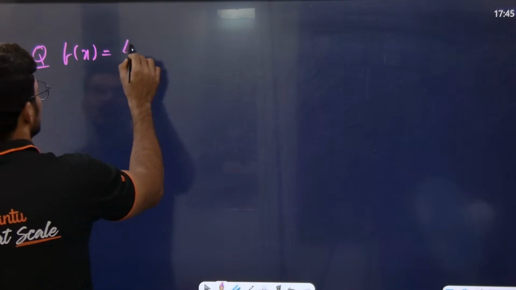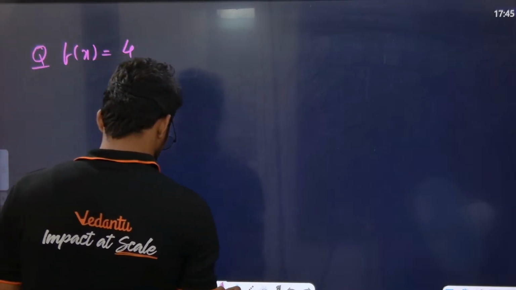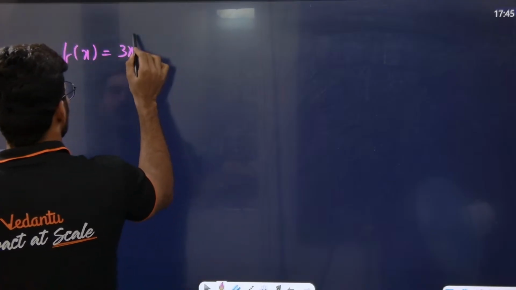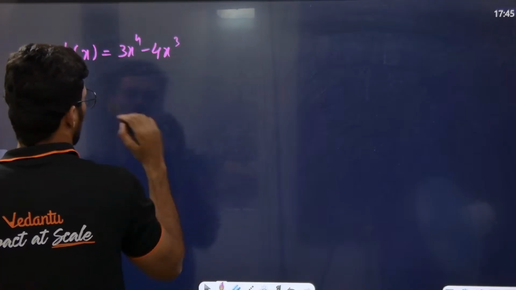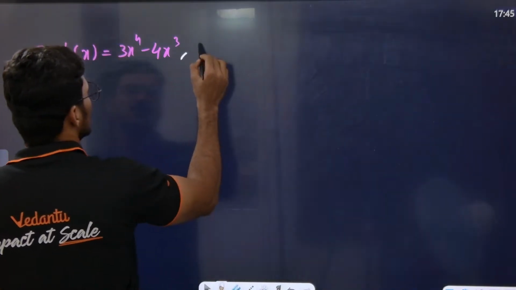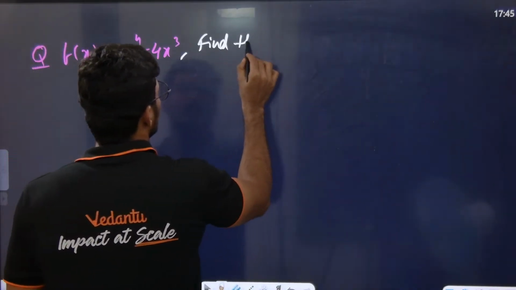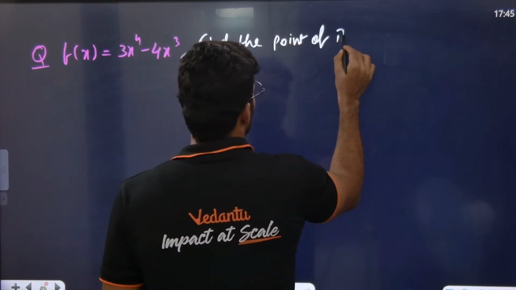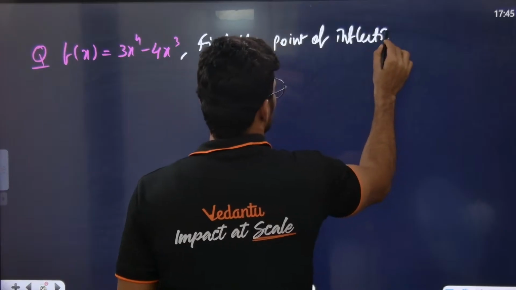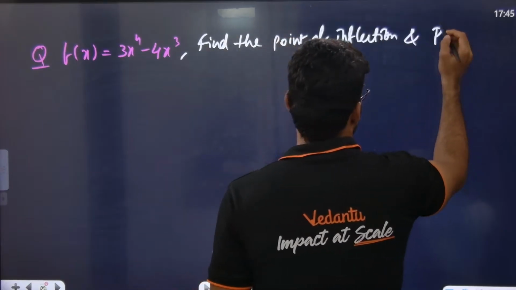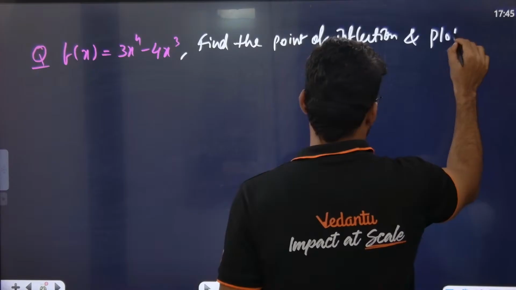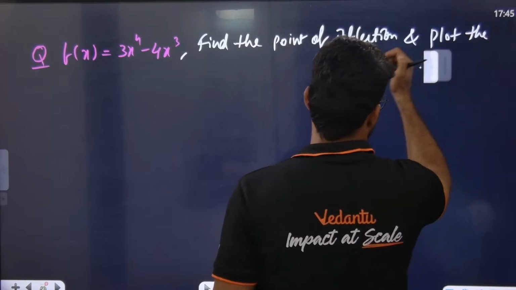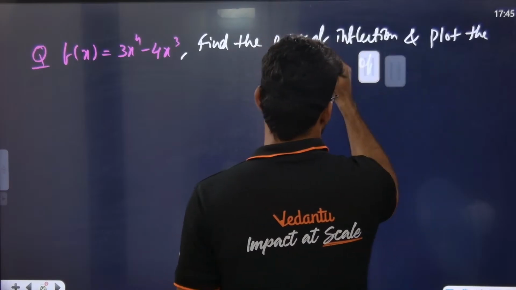Sir, 3x to the power of 4, or you can write 4x to the power of 4, anything you like. 3x to the power of 4 minus 4x cube. Okay, find the critical points. Sorry, find the point of inflection. Find the point of inflection and draw the graph. Plot the graph of f of x.